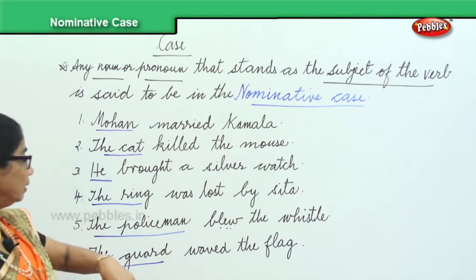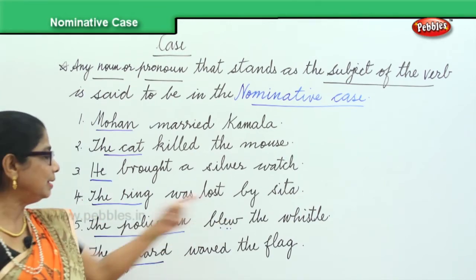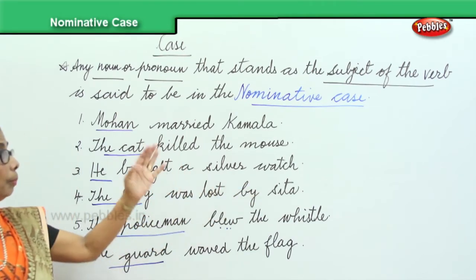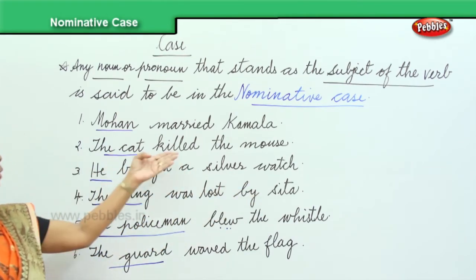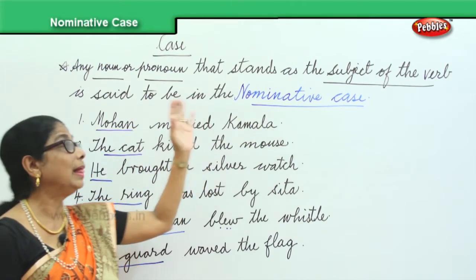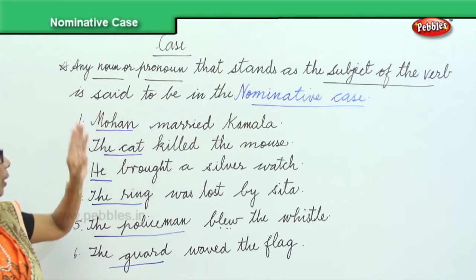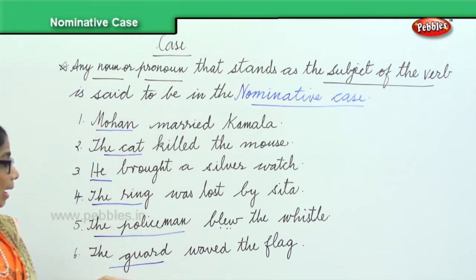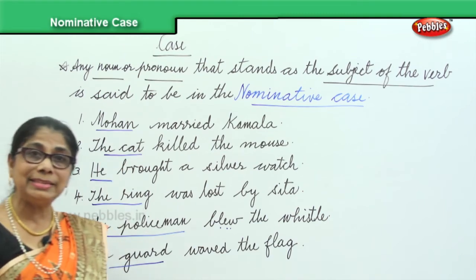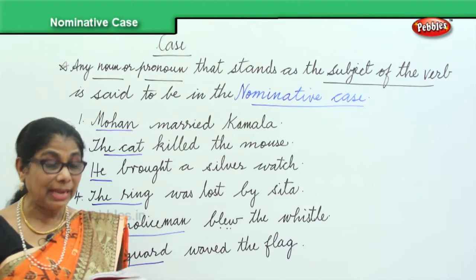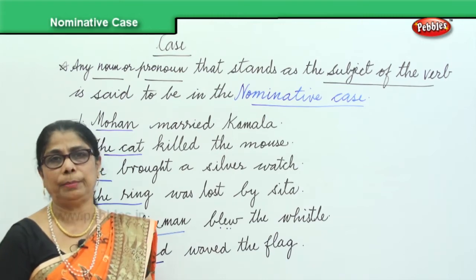Who waved? The guard. Who whistled? The policeman. Who lost the ring? Sita. Who bought the watch? He. Who killed the mouse? Cat. Who married Kamala? So, Mohan, the cat, he, the ring, the policeman and the guard, all these are in the nominative case because they are the subject of the verb.